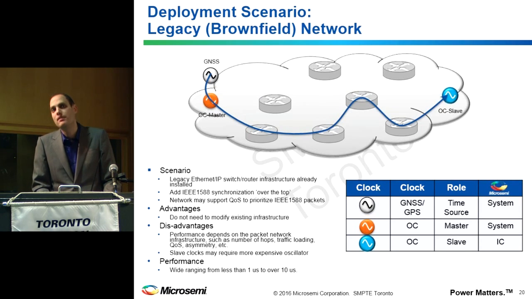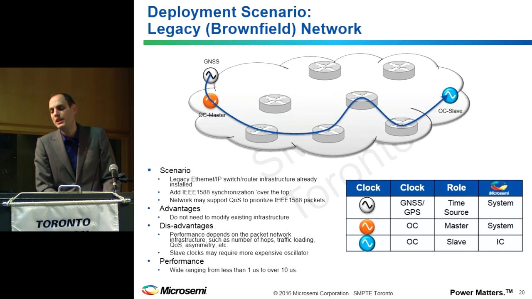The disadvantage of this is that the performance may be uncertain. The disadvantage is, as an operator of this network, I really need to make sure that the network is architected according to the engineering guidelines to make sure that the traffic loading levels aren't too high, the number of hops between the master and the slave is not too great, and that the asymmetries between them is not too significant.